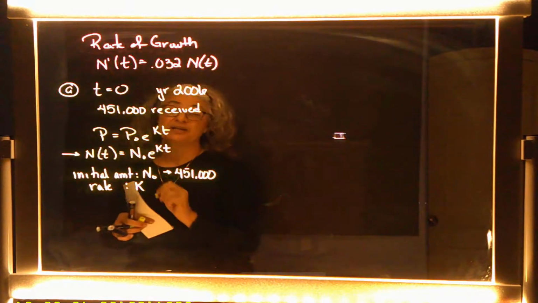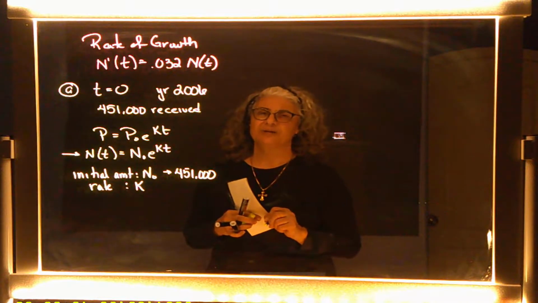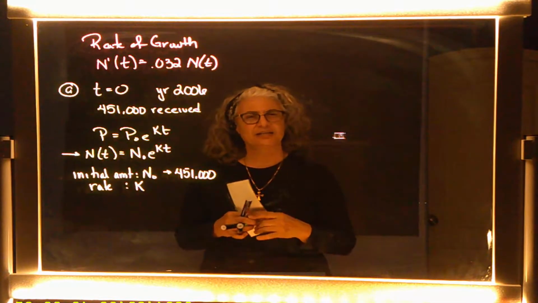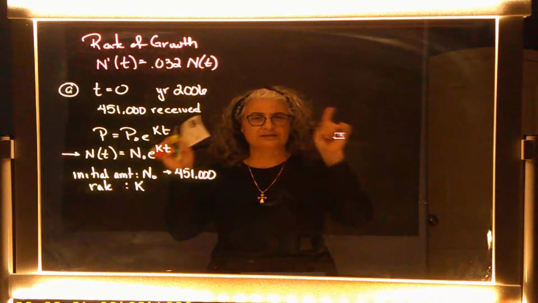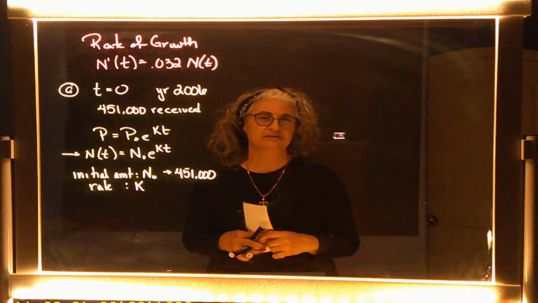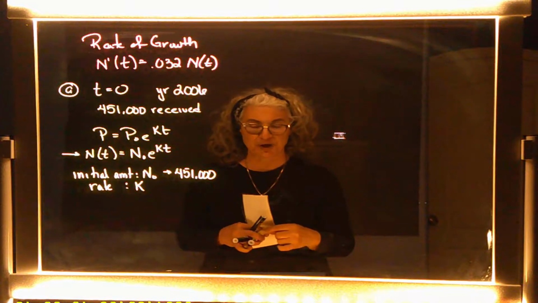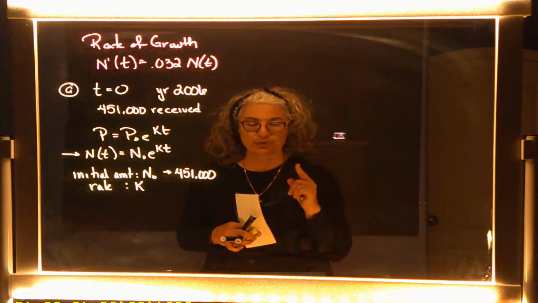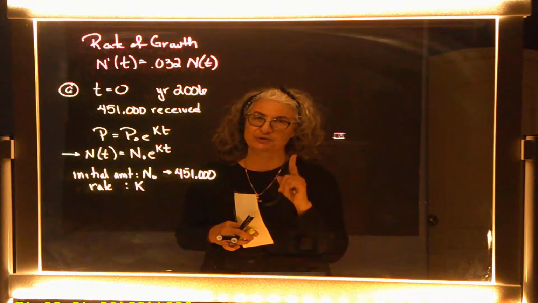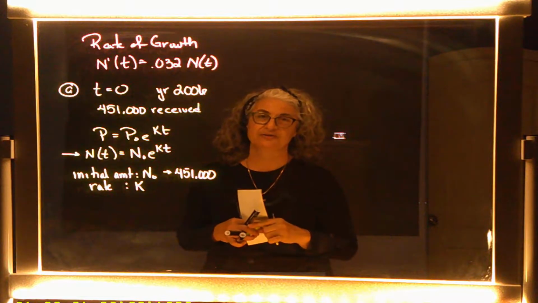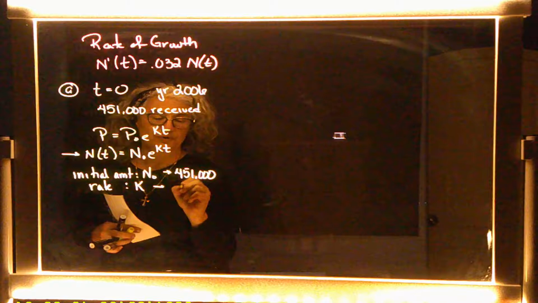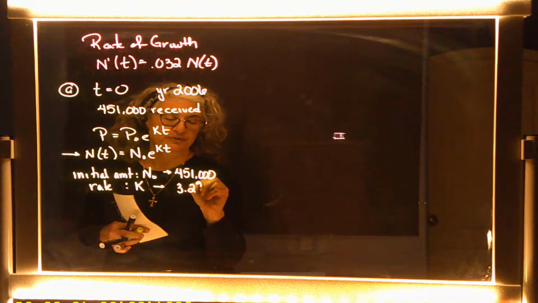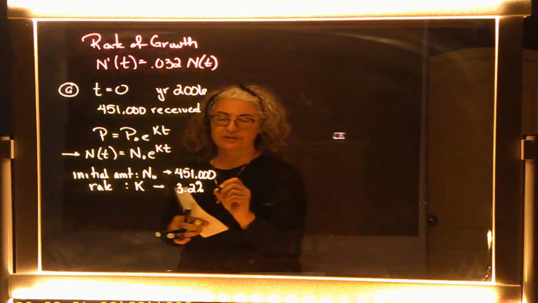Did they give me a rate? Well, go back to the beginning of the problem. What did they tell us in the very beginning when we read the little blurb before part A? Yeah, they said it grew at about 3.2% per year. So did they give me a rate? They certainly did. They told me 3.2% per year.